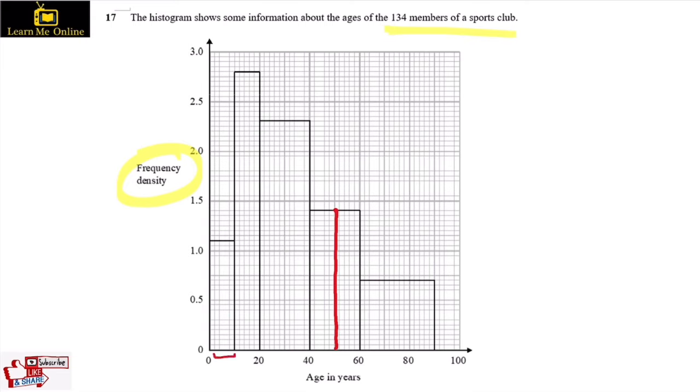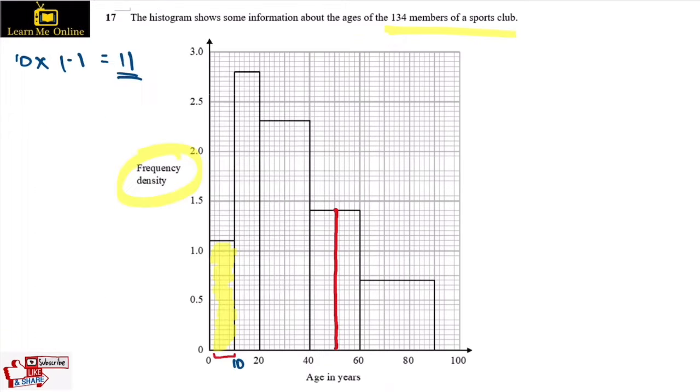To find the number of people each bar represents, you look at the histogram and find the area. For the first one, to find the number of people which the first bar represents, you find the area of it. We know that if this is 0 to 20, then this width must be 10. So base times height, which is 10 times 1.1, and that would be 11. So the first bar represents 11 people.